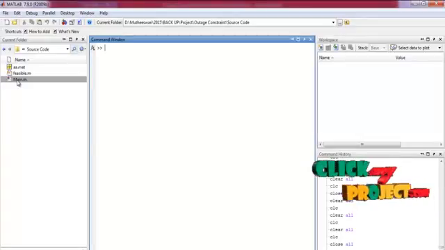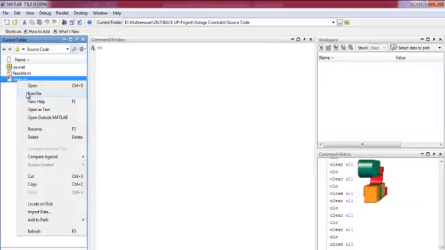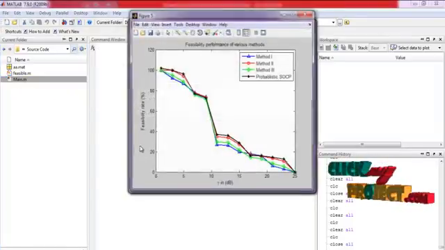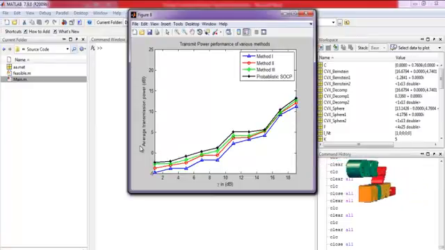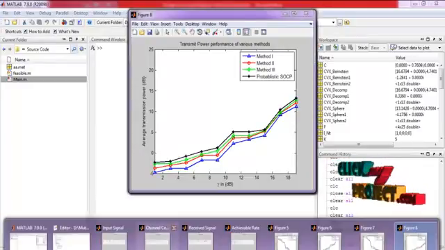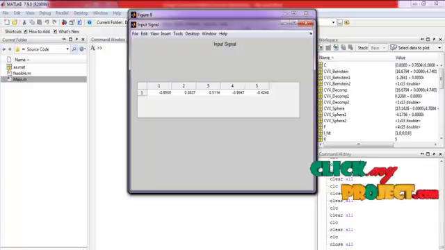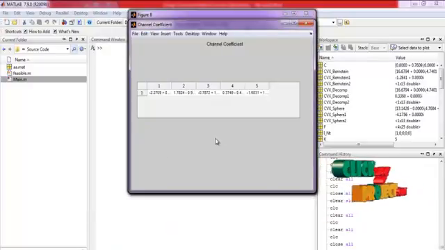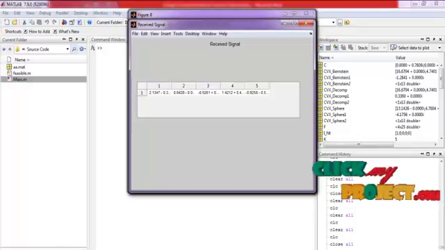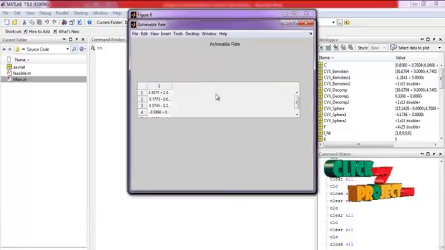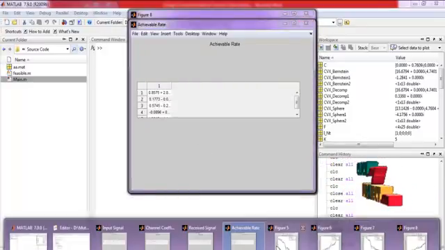Select the main.m file in the current folder, write in that file, and run it to execute this process. Here we obtain the performance results for our three methods. This is the input signal values, this is the channel coefficient H values, this is the received signal we obtain, and this is the achievable rate.